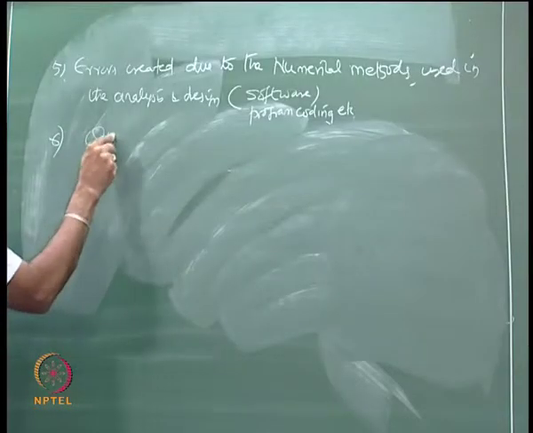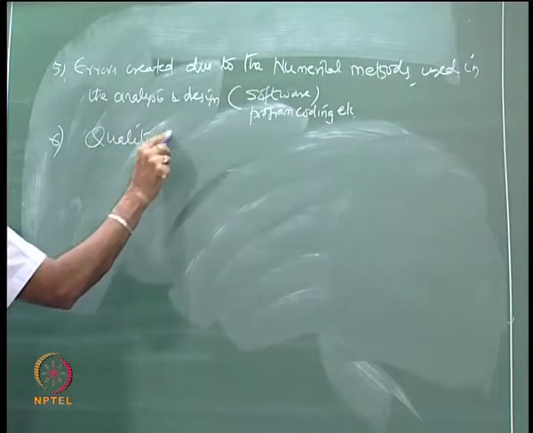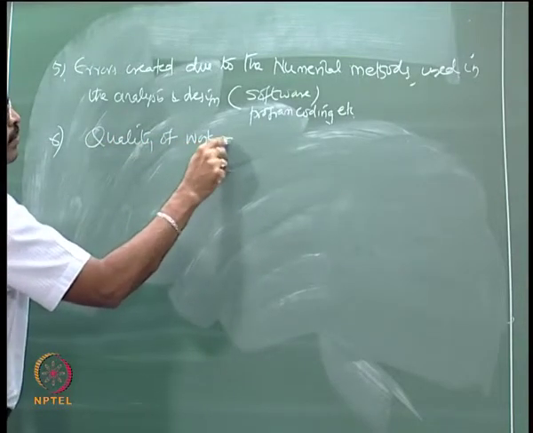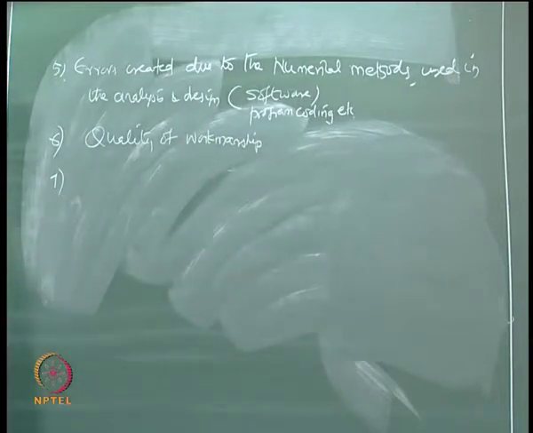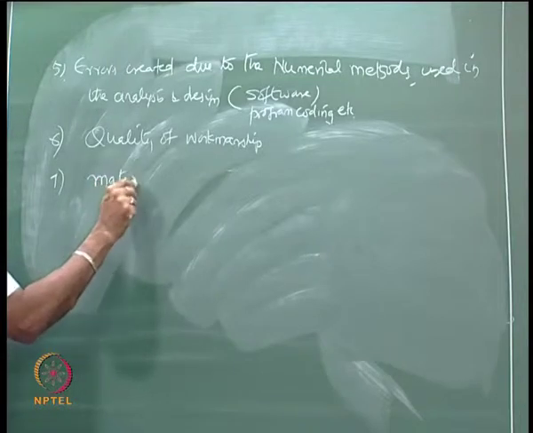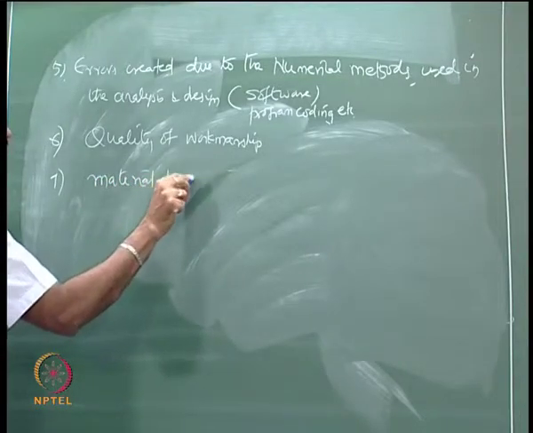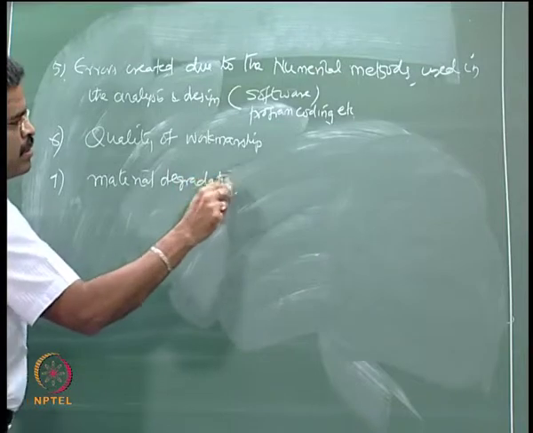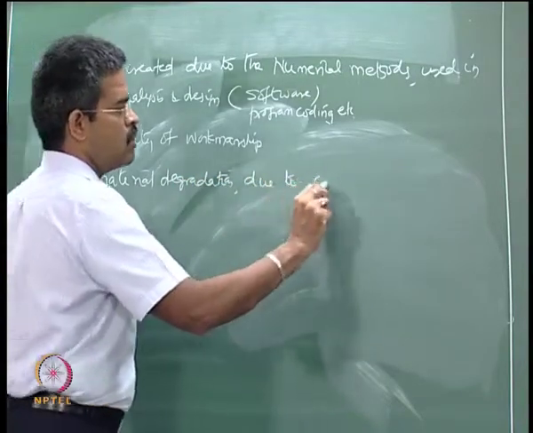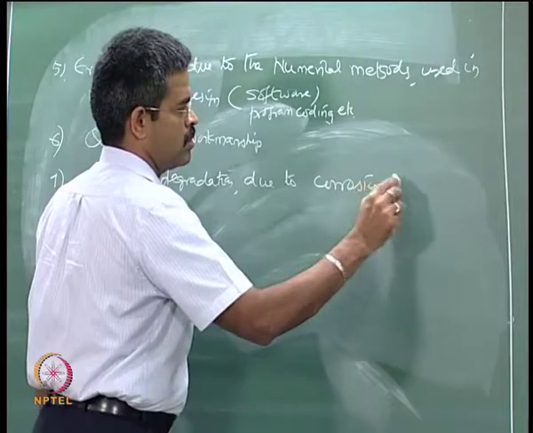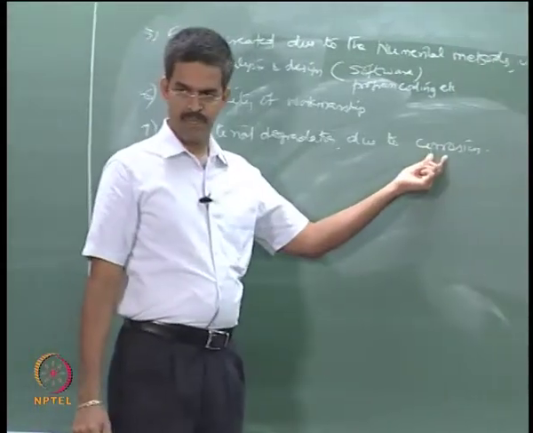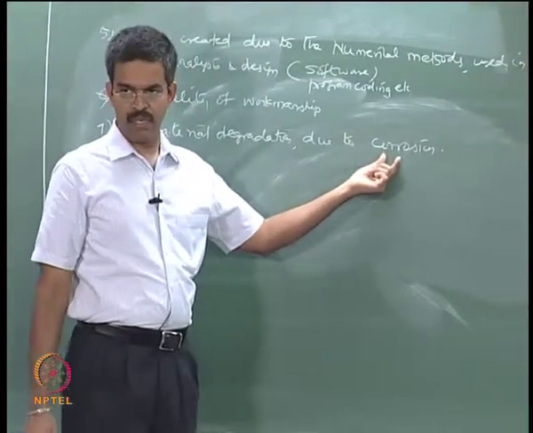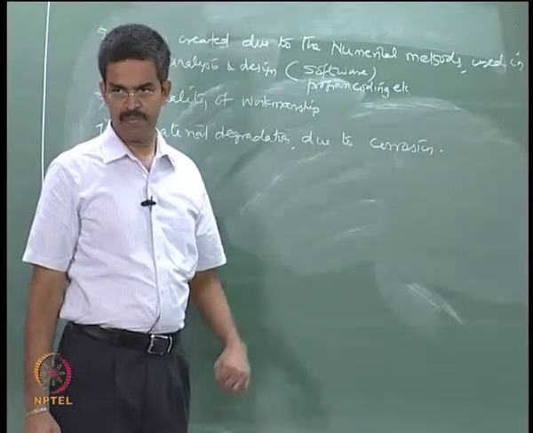The sixth one could be, of course, very importantly, the quality of workmanship. The seventh one could be material degradation due to corrosion, because as you understand, the corrosion process does not affect material uniformly along its depth.